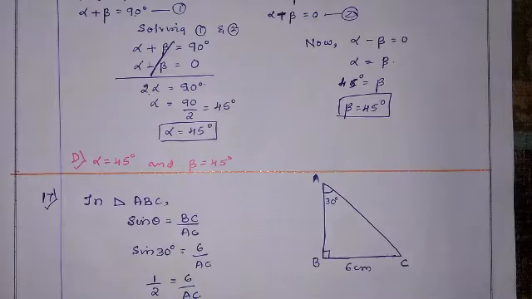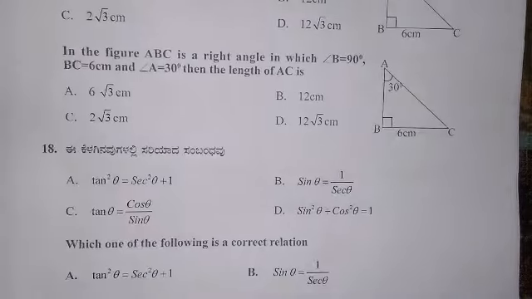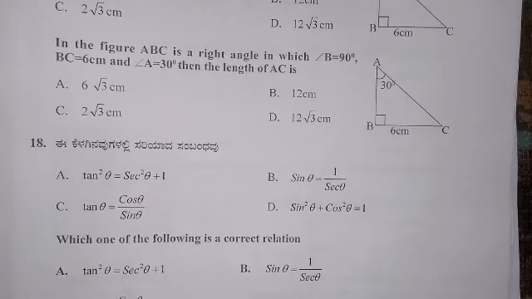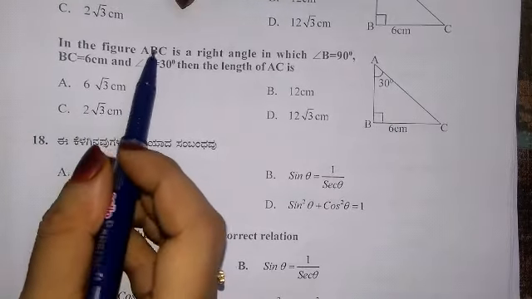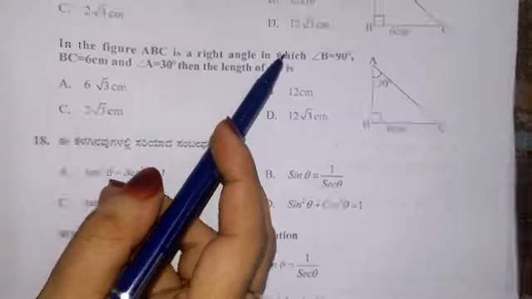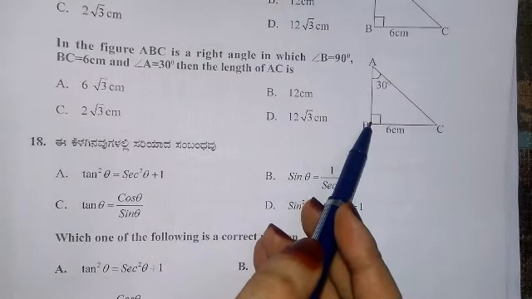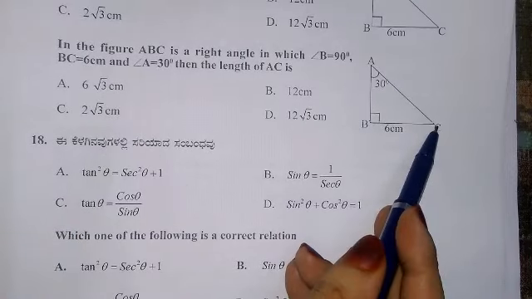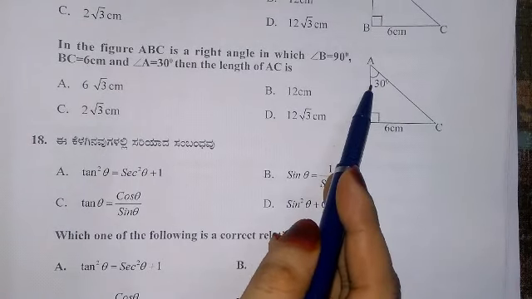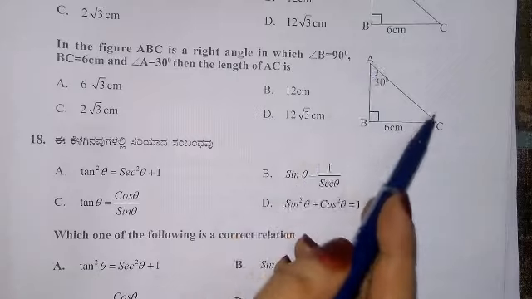Okay. Question number 17. Let us see question number 17 now. In the figure, ABC is a right angle triangle in which angle B is 90 degrees. BC is 6 centimeter, angle A is 30 degrees. Then the length of AC is.